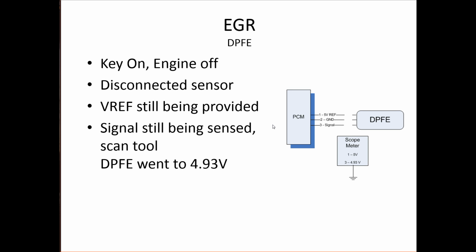So we disconnected the sensor, and I read number 1, and it still said 5 volts, which makes sense, that's the 5 volt reference. And then I checked pin 3, which is the signal, and it was 4.93, and the scan tool still displayed 4.93. So what that indicated is the PCM is using a pull-up type circuit configuration, a pull-up resistor, to pull that up. Not sure why it's not 5 volts. I don't know the internal design of the circuit, but clearly since it didn't go to 0, it went to 4.93, which is very close to 5 volts. It's a pull-up resistor type of circuit.